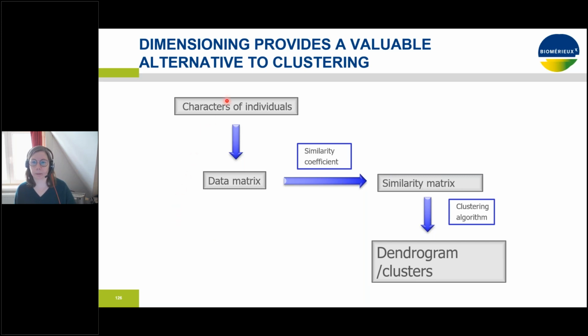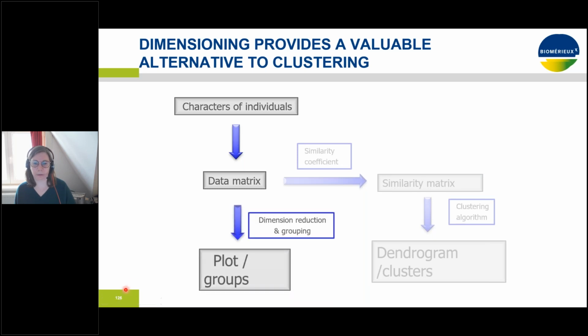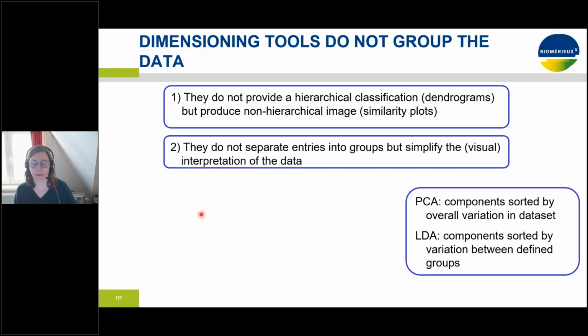So this is a bit more background on the method itself. You use the data matrix, you don't use a similarity matrix as you do with the dendrogram. You try to reduce the dimensions in your data set in such a way that it either captures the most variation, or the most variation between your groups for the LDA, and then you visualize that in a two-dimensional or three-dimensional way.